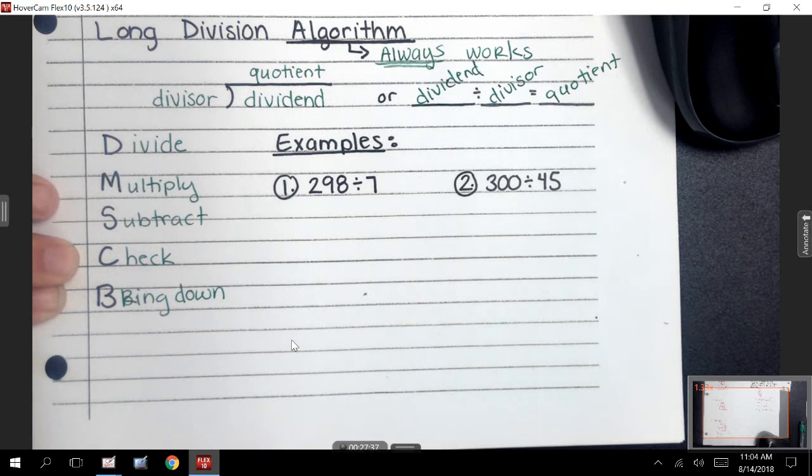Our teacher last year had, like, a song. They played a song for us to remember it. Yeah, I think it's a rap that I have. I can play it for you tomorrow, but we're short on time today. All right, divide, multiply, subtract, check, and bring down.